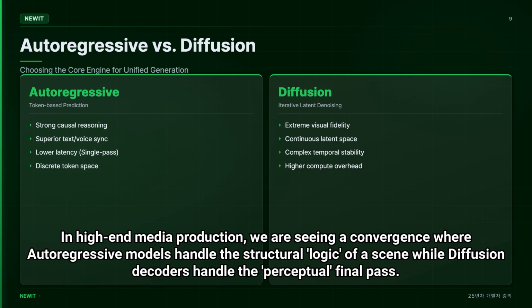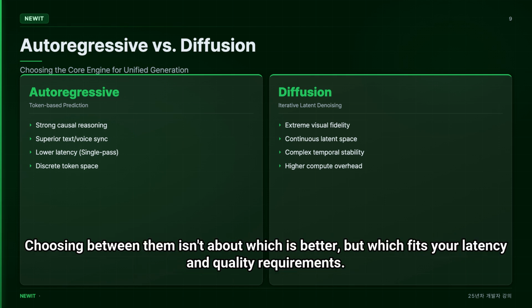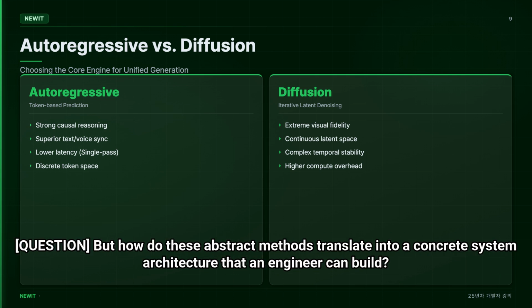While diffusion provides superior texture and detail in video, autoregressive models are significantly faster for real-time interactive applications due to their single-pass nature. In high-end media production, we are seeing a convergence where autoregressive models handle the structural logic of a scene while diffusion decoders handle the perceptual final pass. Choosing between them isn't about which is better, but which fits your latency and quality requirements. Question: but how do these abstract methods translate into a concrete system architecture that an engineer can build?